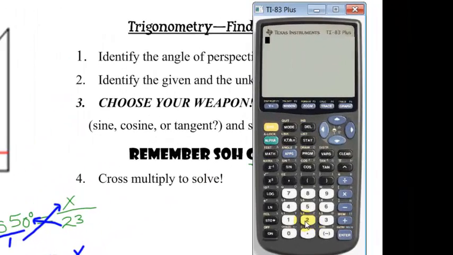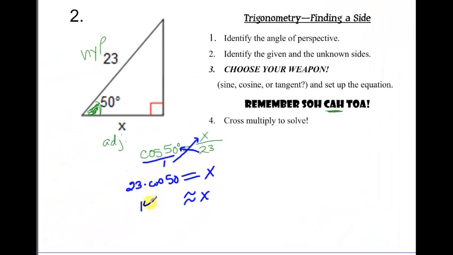So what would we get for x? All right, let's type it in. 23 multiplied by the cosine of 50. That gives us about 14.8 if we round. You notice, look at that, I was ready to round it at the beginning. 14.8 if we're going to the nearest tenth.